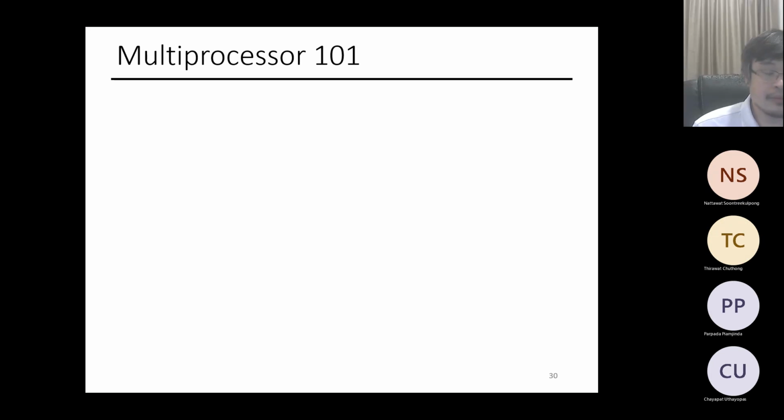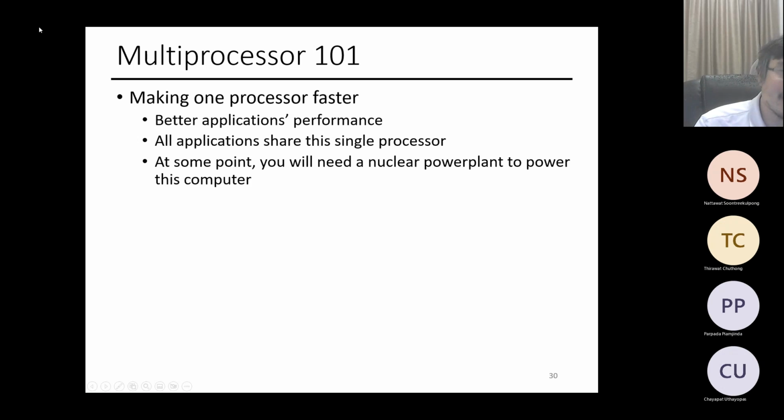All right, so let's resume the lecture, second part, and start talking about multiprocessor, because this is basically what you have nowadays when you buy a CPU, right? You have multiple cores. So multiprocessor 101.